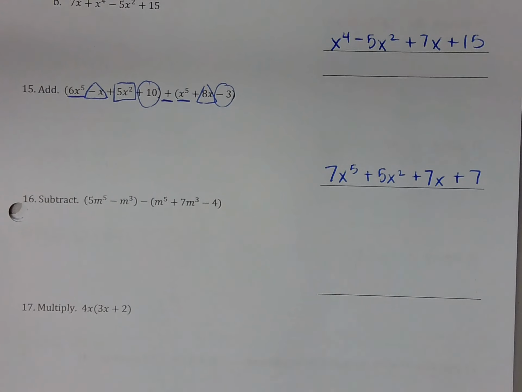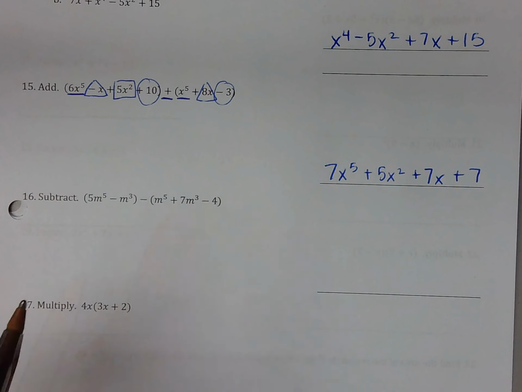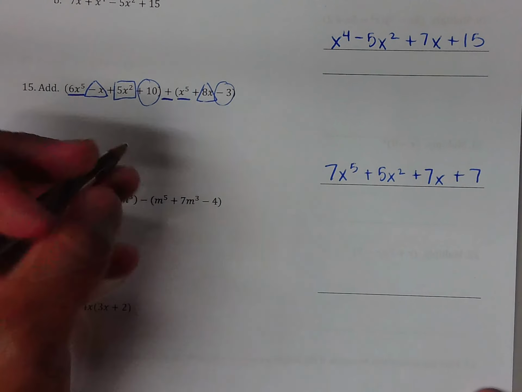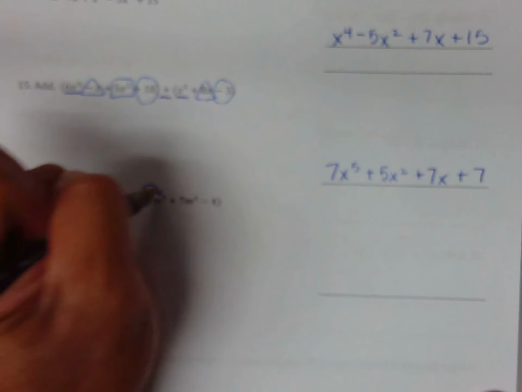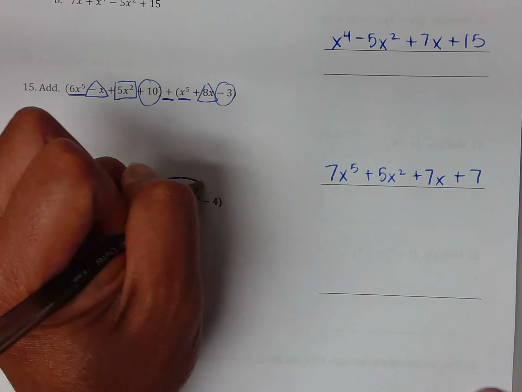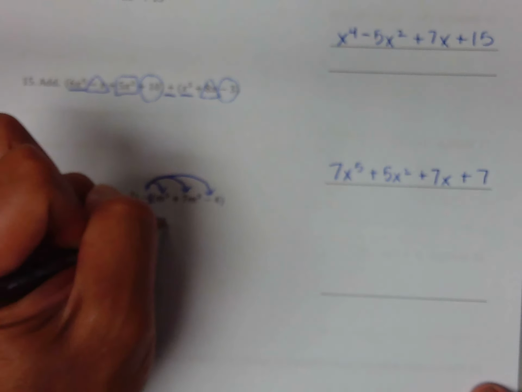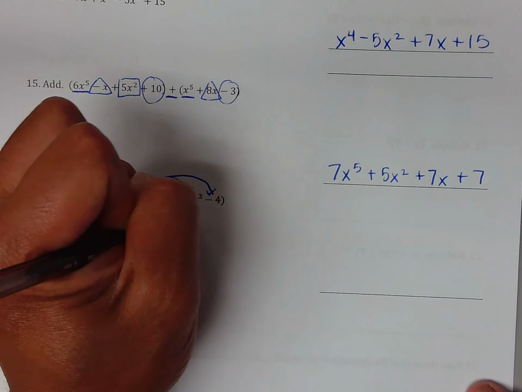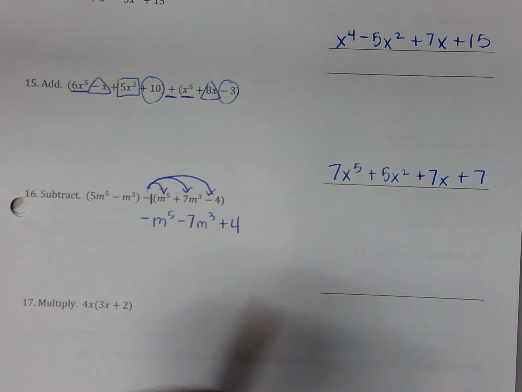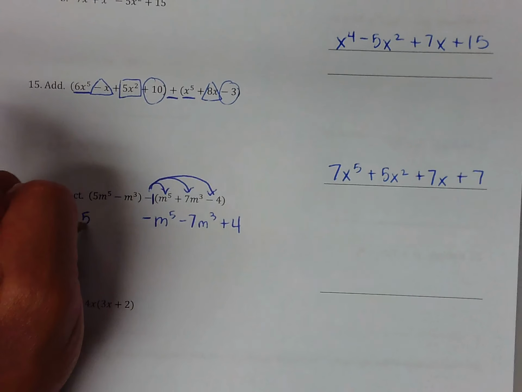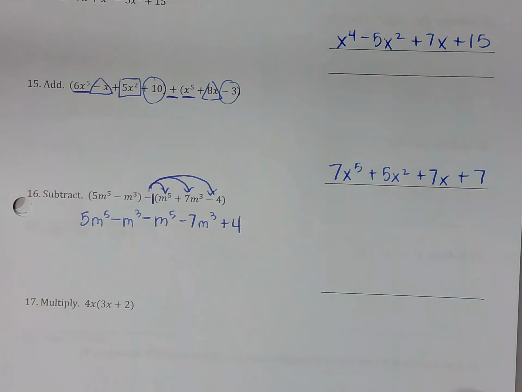All right, so number 16. Now we have subtraction though. If you guys remember, hopefully you guys remember this, we have to sort of distribute. We can think of distributing this negative 1. So we have to multiply all of these by negative 1. That just means we flip the sign of each of those. That becomes minus m to the 5th minus 7m cubed plus 4. And then we just bring these down, right? Technically, we don't need that parentheses anymore. Minus m to the 3rd.